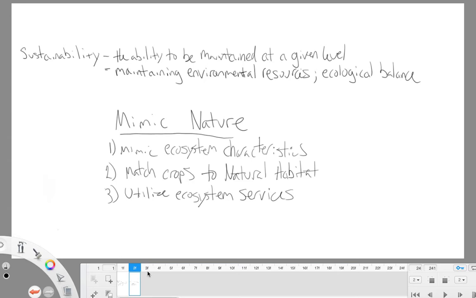There's plenty of examples. If this is something that interests you, this is really, I believe, the wave of the future, being more sustainable in our agriculture. And mimicking nature, I think, is one really good way to do that. So that's our review. Let's get on with the lecture.